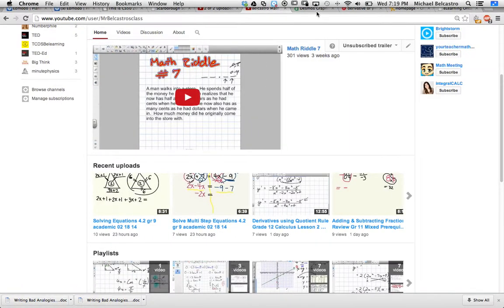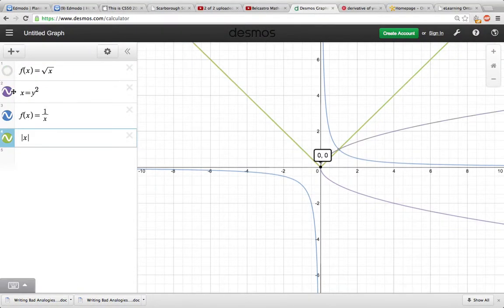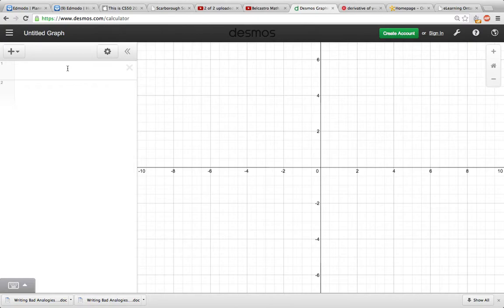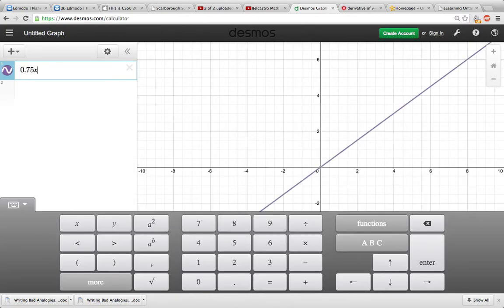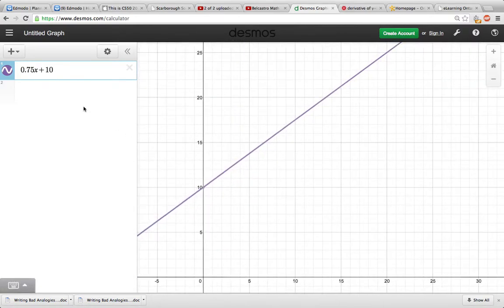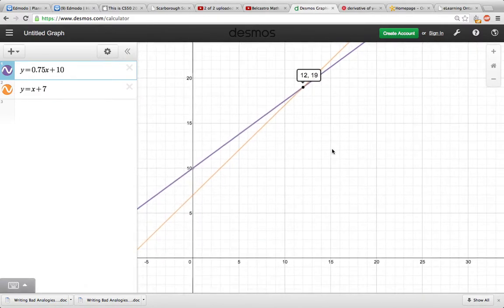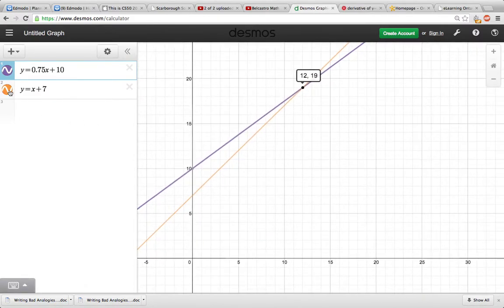Okay, let's graph it. So here's a great little graphing program called Desmos. We typed our two equations in: 0.75x plus 10. I'll zoom out just a little. Here's our first company. Purple is our Save-A-Lot. Our second company was y equals x plus 7. We were right, it's at 12 and 19. Now, orange represents Maple Leaf Savings.